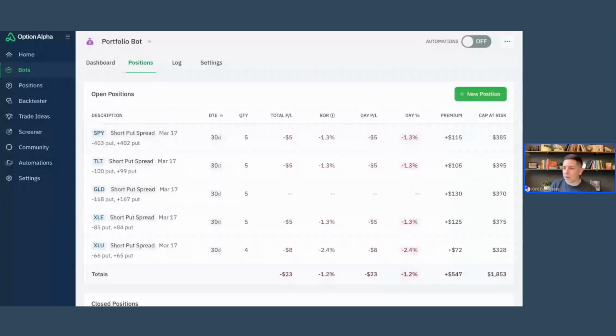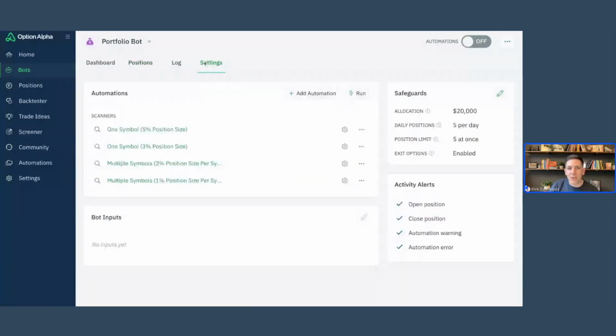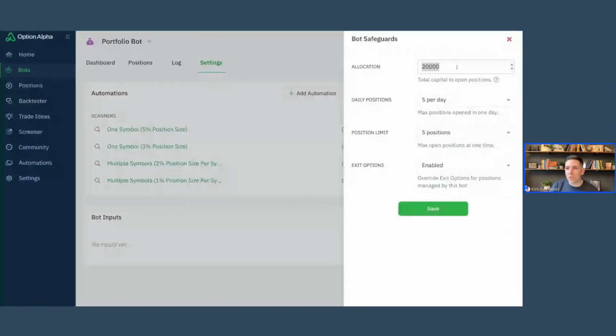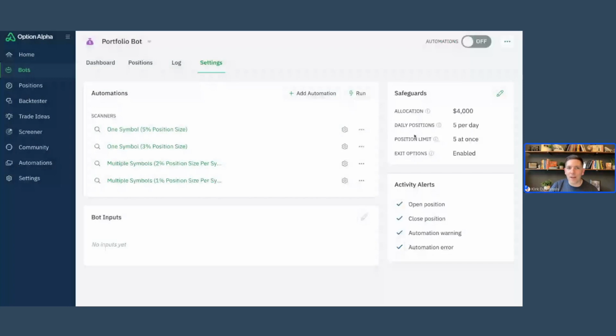Okay, so what did I do wrong? Because I didn't do my calculation right. So I multiplied it by 5. So I already had the position size in here of 2%, and I 5x the capital. It actually should have been 4,000. Apologies. 4,000 here for total capital. I 5x the capital and I 5x the trades.